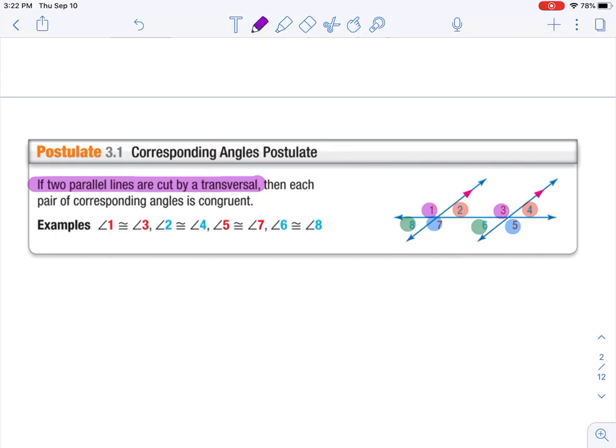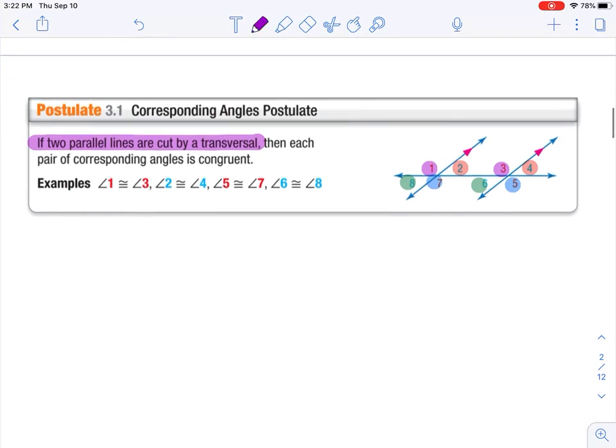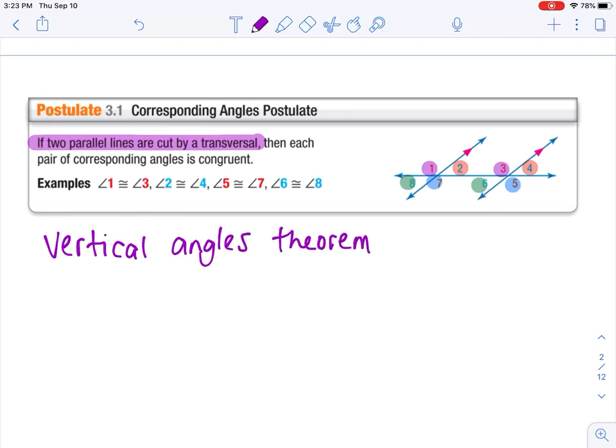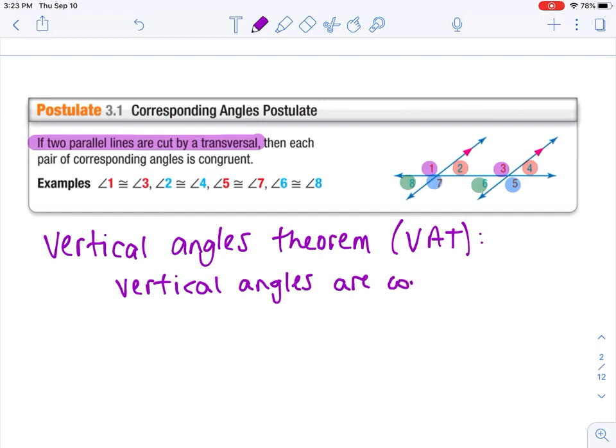Now I did say this is the second postulate or theorem idea we've learned. The first one was the vertical angles theorem. You can shorten this to VAT. This basically says that vertical angles are congruent. Okay?